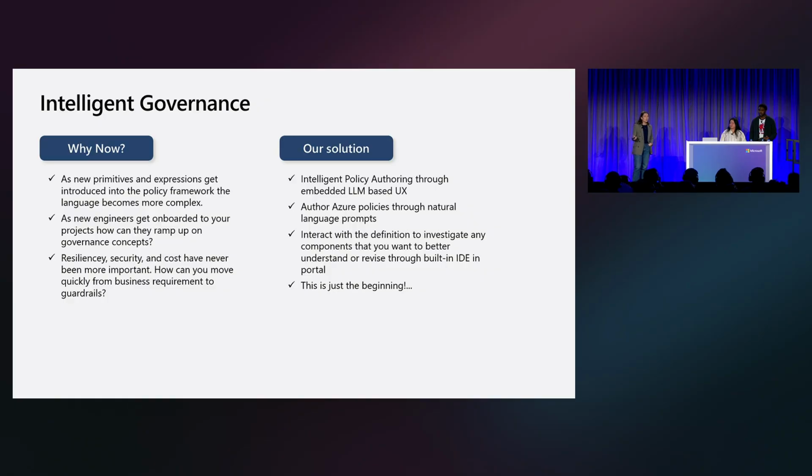So our solution for this is intelligent policy authoring through an embedded LLM-based experience within the policy UX. I'll go into a demo in just a second, but a couple of things to call out. The goal here is to make it easy for you to move from business requirements to actionable guardrails quickly in your environment, but also to provide you with the tools to fully understand the expressions being used in that definition, and to stress test any of the output as well.